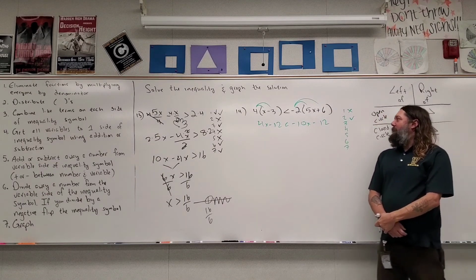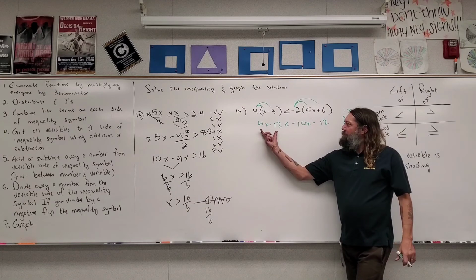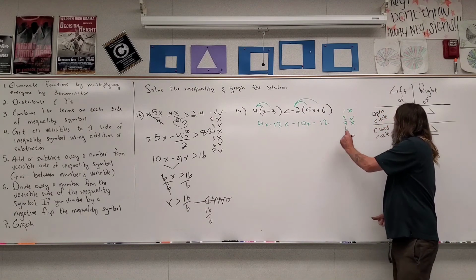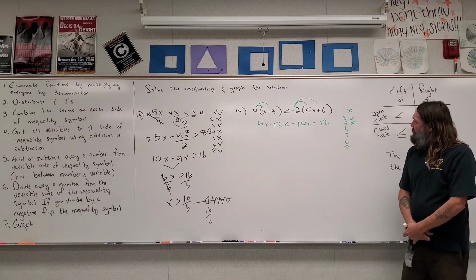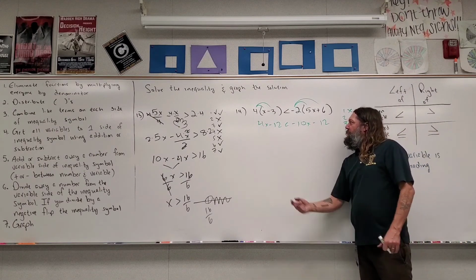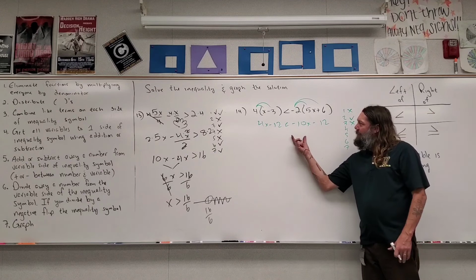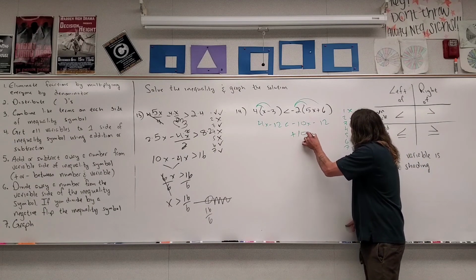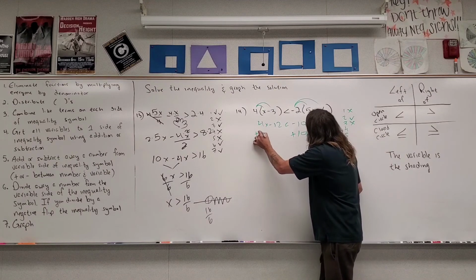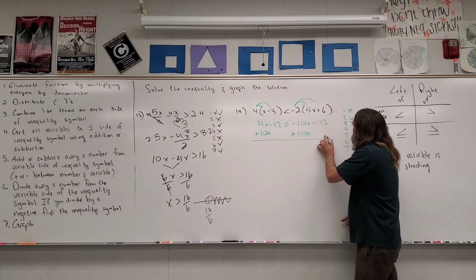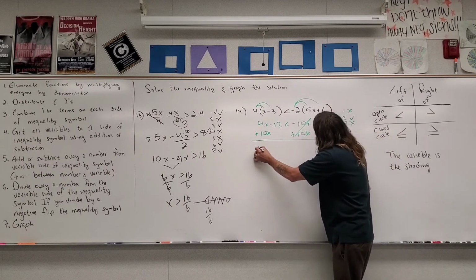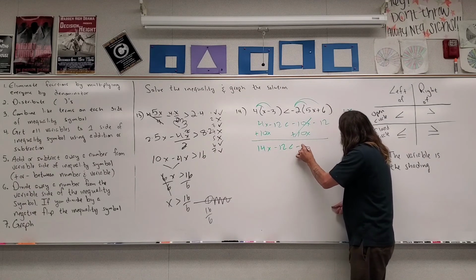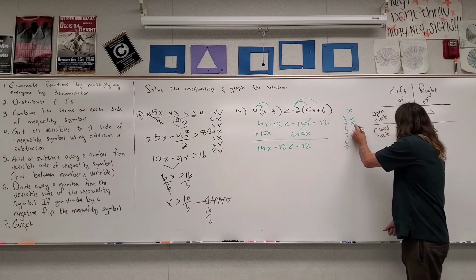Step 3, can I combine like terms on each side of the inequality symbol? Can't put those together, can't put those together, so I can't do step 3. I can do step 4, which is to get all variables to one side using addition or subtraction. I'm going to add 10x to both sides and move that to the other side here. So plus 10x, plus 10x. That cancels out, and I'm left with 14x minus 12 is left of minus 12. So I just did step 4.